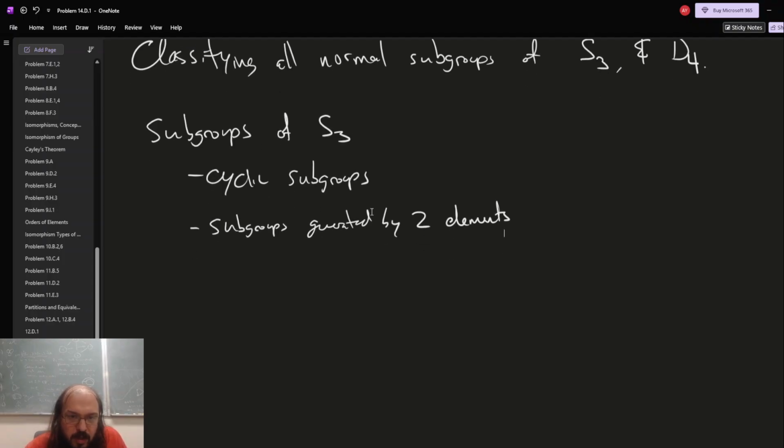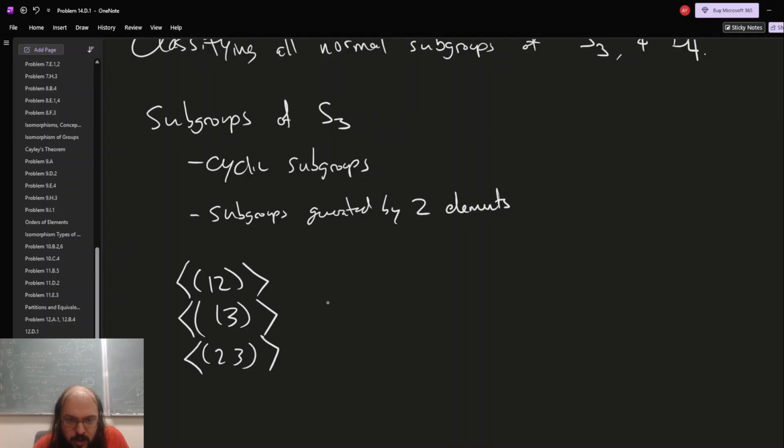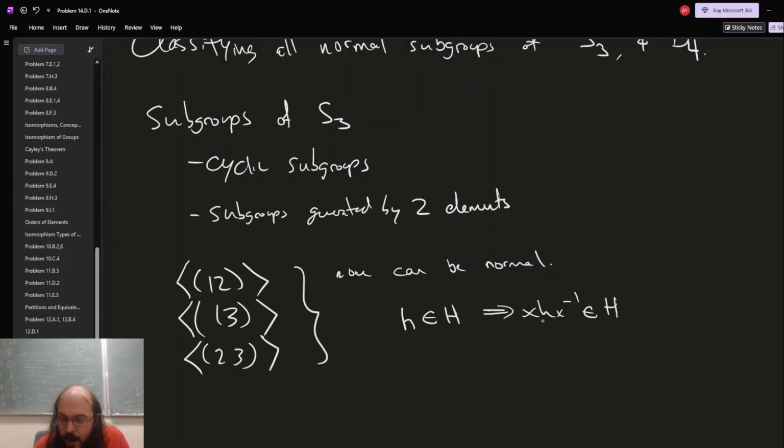So let's try to enumerate then what are the cyclic subgroups. Well, we have subgroups generated by transpositions. So that's these guys, each of which is abstractly isomorphic to Z mod 2Z, but none of these are normal. Why? The reason is because to be normal means that if you have any h in your normal subgroup, then x h x inverse is also in H for any x.